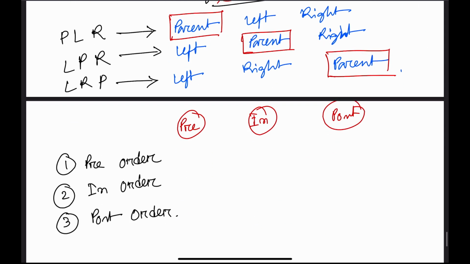Now what is this pre-order then? Pre-order means at first it would be parent, then left, and then right. In-order: left, then parent would be in the middle, that's why the "in" position, and then right. And post-order means left, right, and parent. Okay, this is the way.